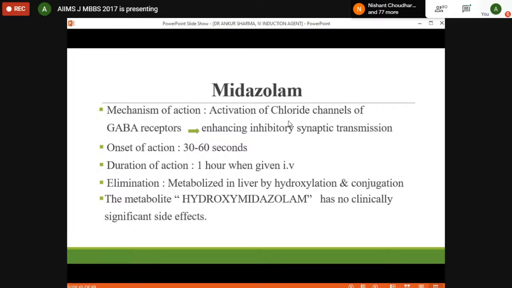How does midazolam act? It acts by activation of the chloride channels of the GABA receptor, enhancing inhibitory synaptic transmission. The onset of action is 30 to 60 seconds and the duration of action is 1 hour when given IV. It is eliminated by the liver by hydroxylation and conjugation, and the metabolite is hydroxymidazolam, which has no clinically significant side effect.